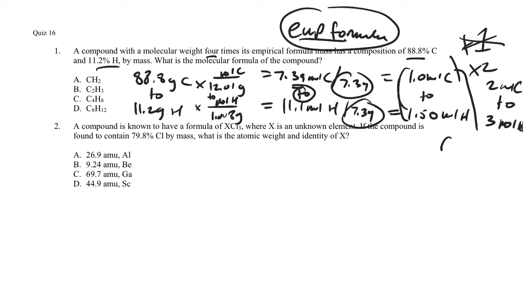So C2H3 would be the empirical formula. And then we were told the molecular formula is 4 times the formula weight of the empirical formula. So it would be C 2 times 4, H 3 times 4. We've got to quadruple both of them to keep the ratio intact. So it should be C8H12.